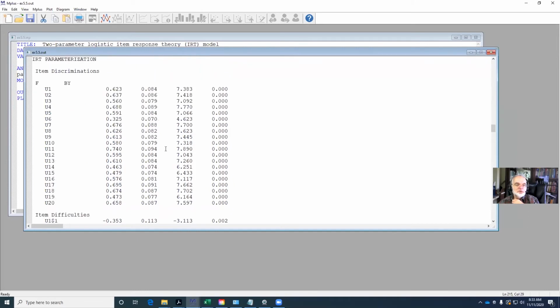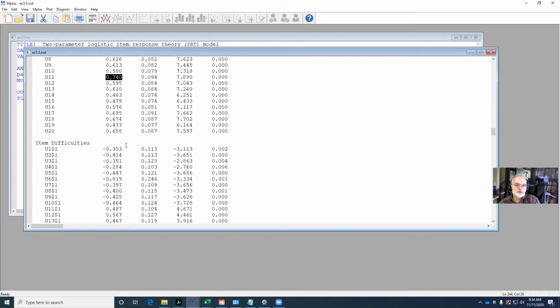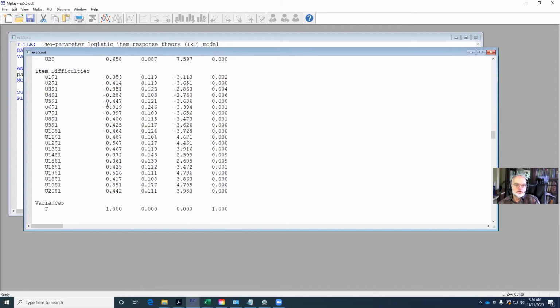So what we see down here are discriminations. For example, this item 11 has a relatively steep discrimination. It'll tell you more at some level. It'll tell you who does and does not answer the item correctly. Downstairs, we have our difficulties.